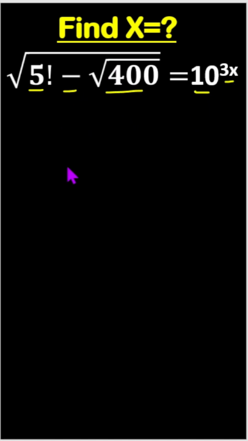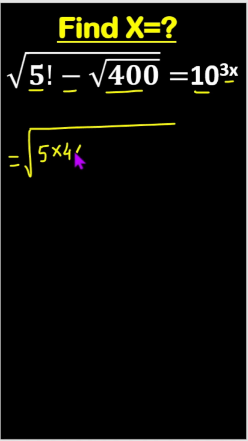Find x. Here, inside the square root, factorial 5 minus square root of 400 equals 10 to the power 3x. So first, the square root, against this 5 we can write 5 times 4 times 3 times 2 times 1, then minus square root of 400, it means 20, right, equals 10 to the power 3x.